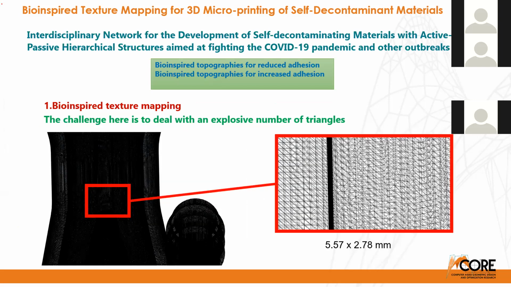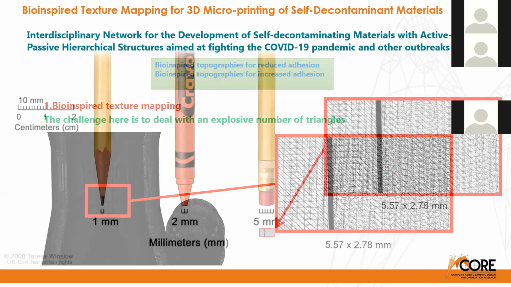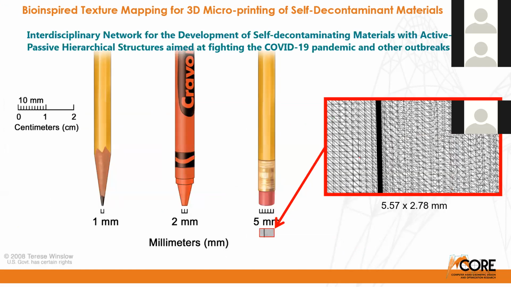For instance, here we have part of this venturi valve, and we see all the triangulation here. The actual size is 5.57 by 2.78 millimeters. This is the size of this whole rectangle, and we have all these triangles you see here. Just to have an idea of the size of this triangulation, comparing with this 5 millimeter pencil, we see it's very, very, very small.